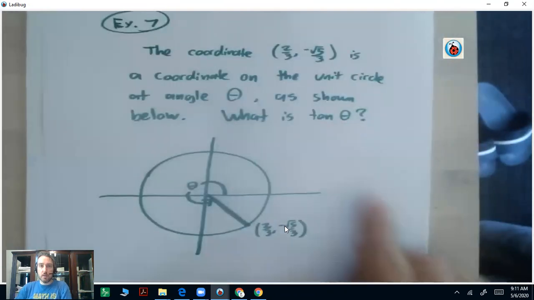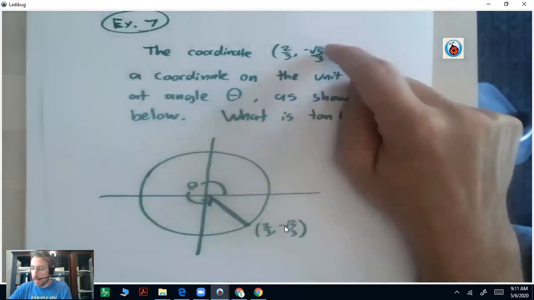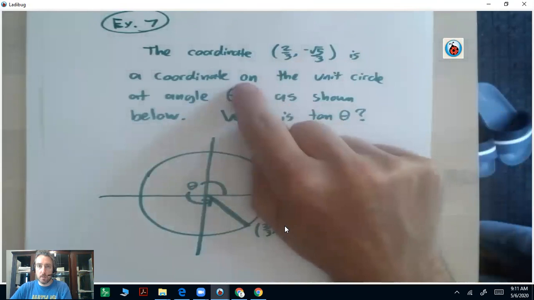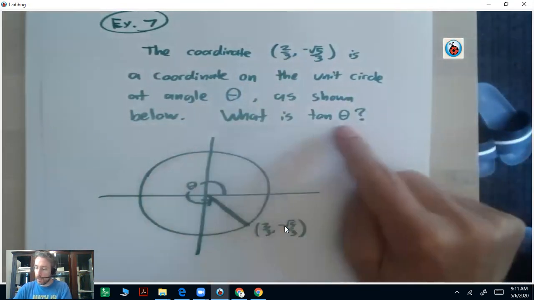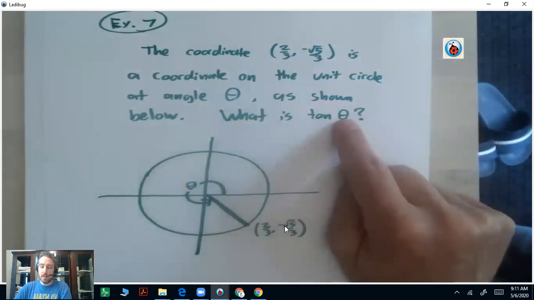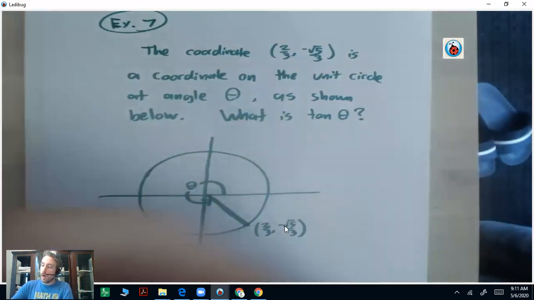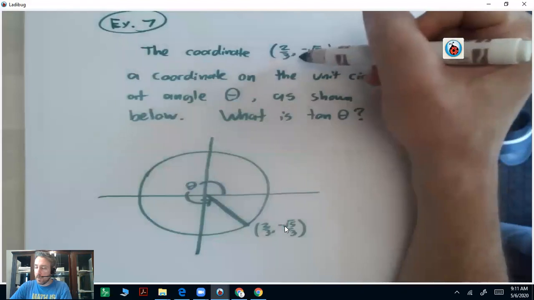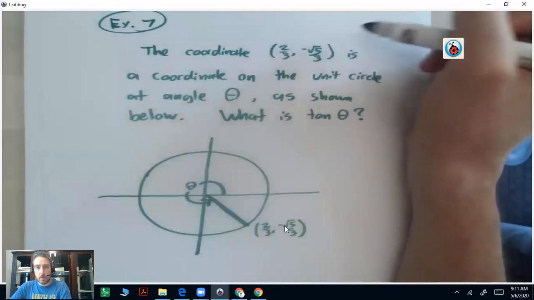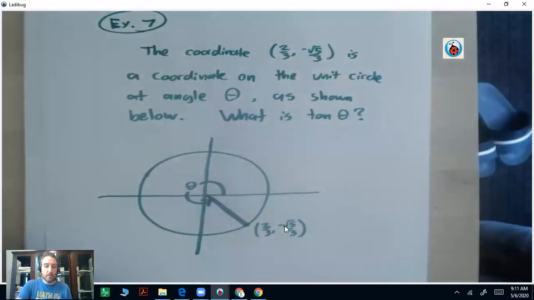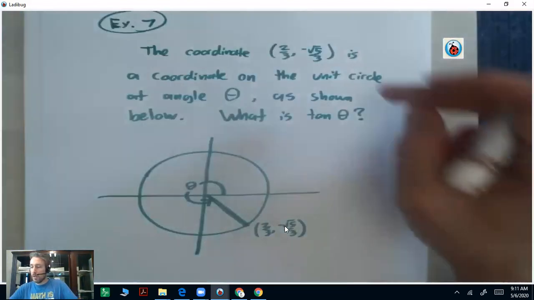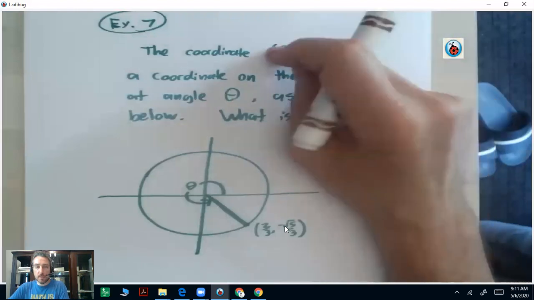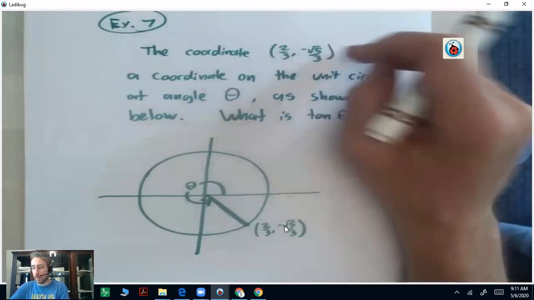The question says the coordinate 2/3, negative square root of 5 over 3 is a coordinate on the unit circle at angle theta, as shown below. We want to know what is tan of theta. Now, our unit circles that we fill out don't really involve these coordinates. The set coordinates that we've determined are important usually come up most of the time, but every once in a while, you'll get coordinates that fall between them. And this is one of them.